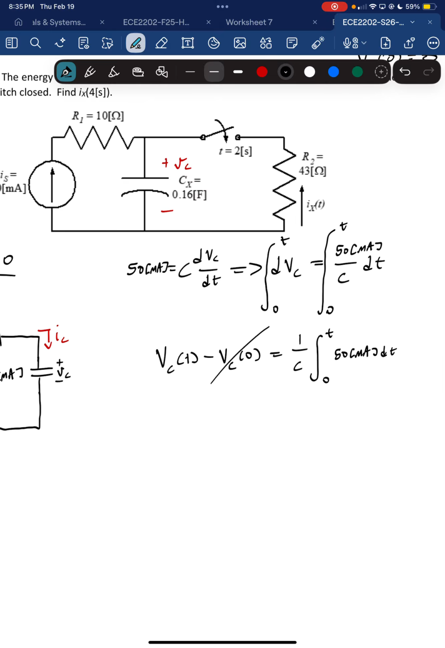So that zeroes out, and we're going to be left with VC of t is equal to 50 milliamps over 0.16 farads, 312.5 volts per second, times t. Oh, millivolts. Right, because it's milliamps.